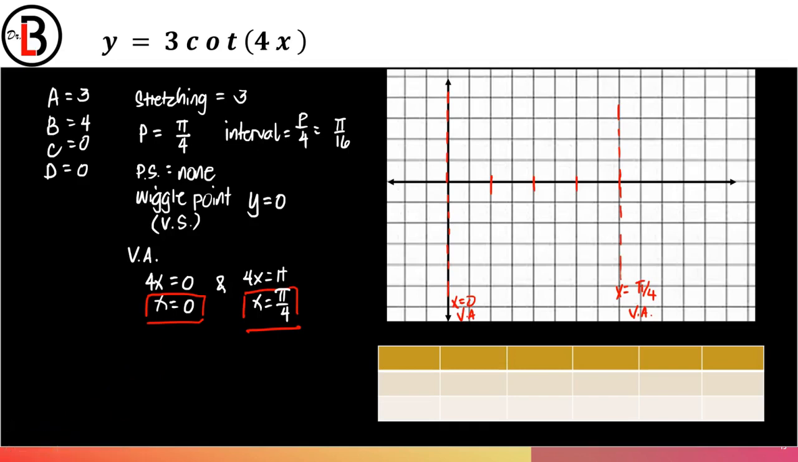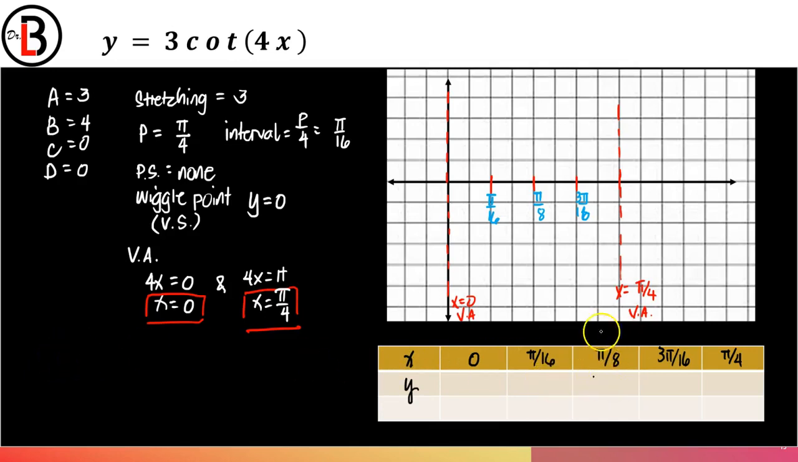Now, you know that the interval is every pi over 16. So that means the first one would be pi over 16. Add another pi over 16, that's going to be pi over 8. Add another pi over 16, that's going to be 3 pi over 16. Add another pi over 16, that's 4 pi over 16, or basically pi over 4. So what I would do here is that this would be the x. So now that we have the values for x, now let's go to the values of y.